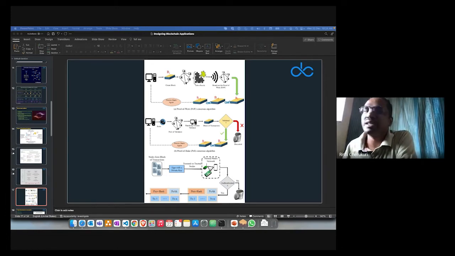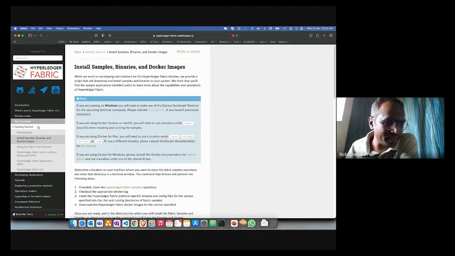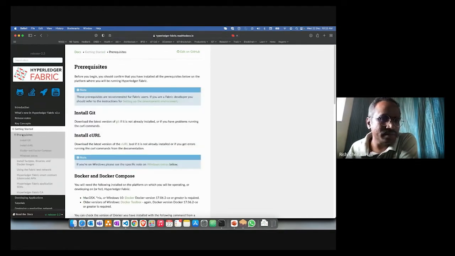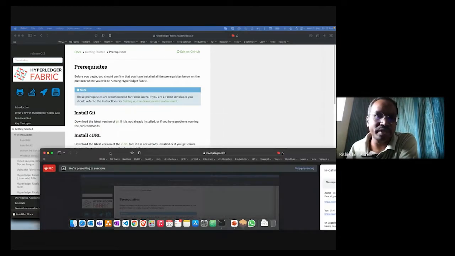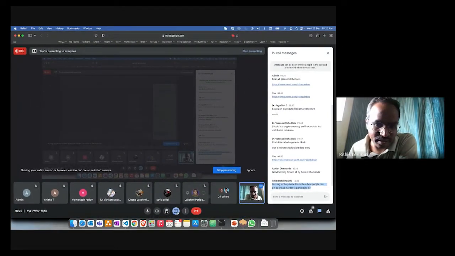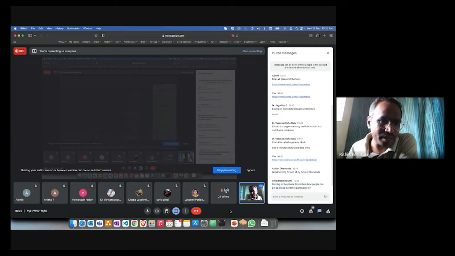So remember, team, this is your session. Whatever best you want to make out of it, you could make. It need not be necessary that you go with my session slides itself. Okay. So did anybody install this Hyperledger Fabric network? You can maybe raise your hand so that we could see. Did any of you get a chance to install Hyperledger Fabric?